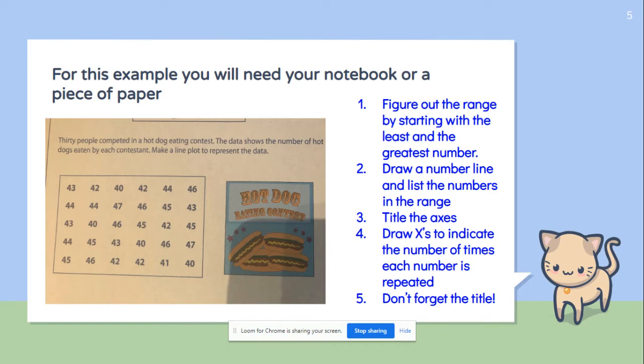So I'll read the question to you. 30 people competed in a hot dog eating contest. The data shows the number of hot dogs eaten by each contestant. Make a line plot to represent the data.